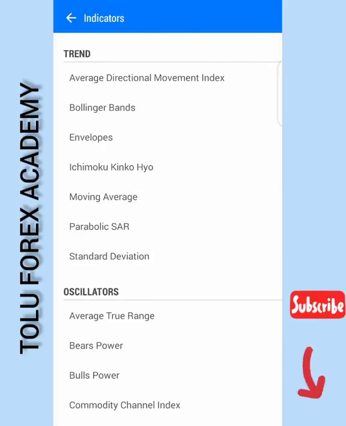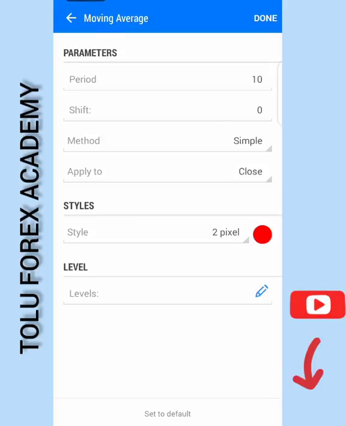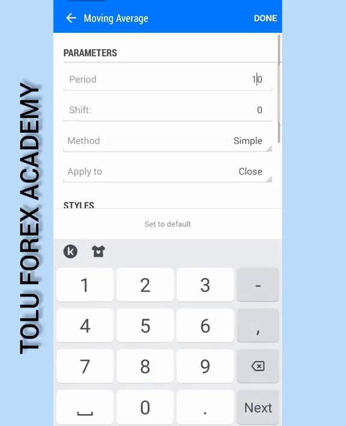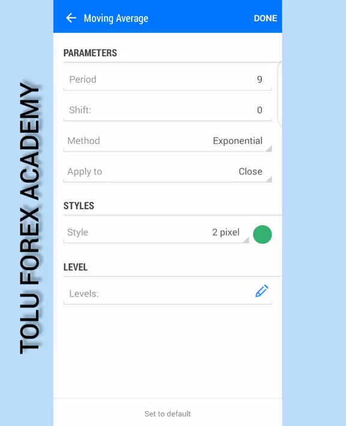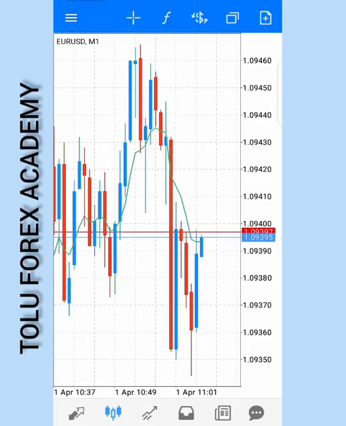So now here, let's work with moving average. E.M.A. means exponential moving average. For the first one, let's set 9. Where we have simple here, the shift 0, the method use exponential. Apply to, leave it at close. For the color, let's use green for this one. I'd like you to do this yourself also. So done. We see the green line on our chart.